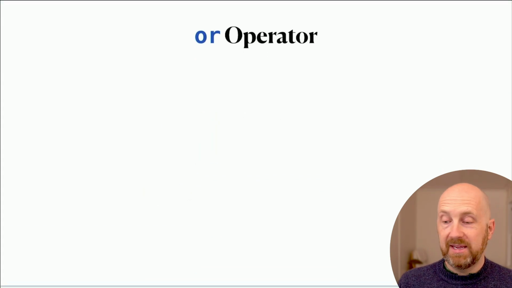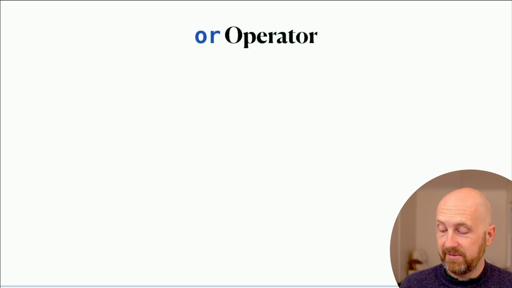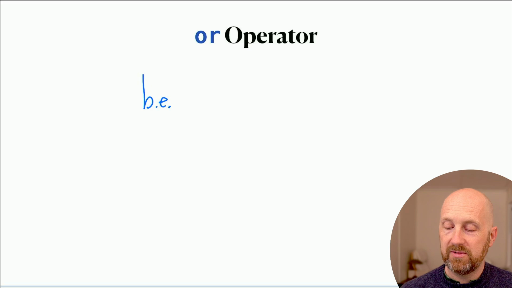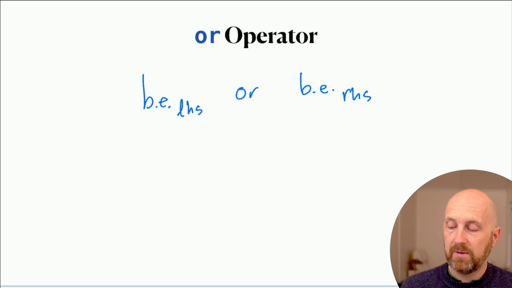The opposite of the AND operator, or what tends to be thought of logically as the opposite, is OR. And so OR says either the left-hand side or the right-hand side. So if we look at the syntax, we would have a Boolean expression, and I might do this BE to be sure we're talking about expressions here. Left-hand side or Boolean expression on the right-hand side.